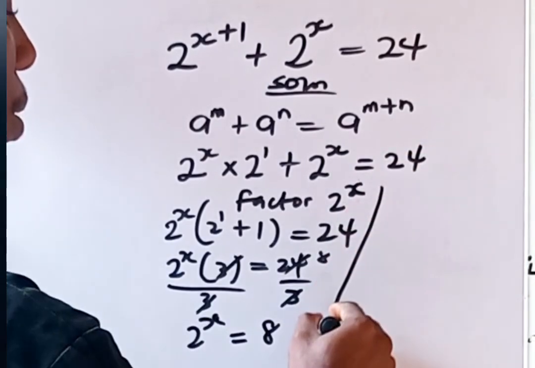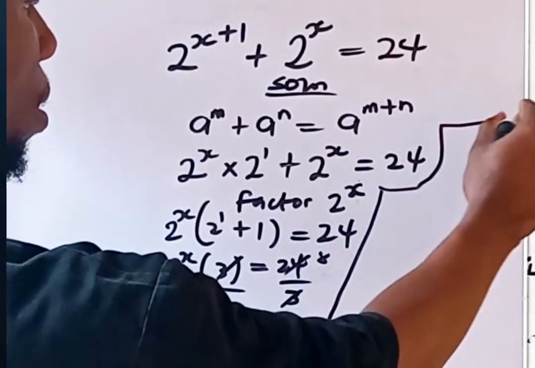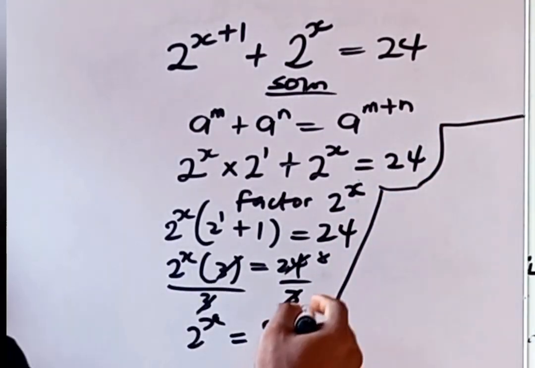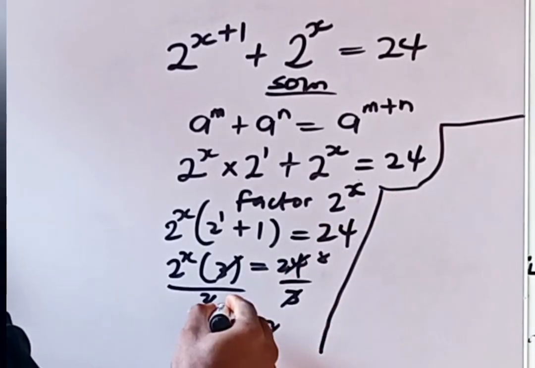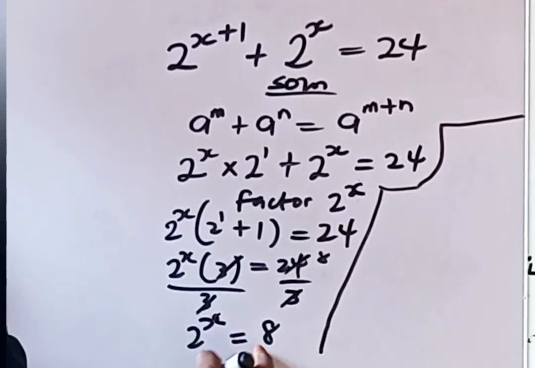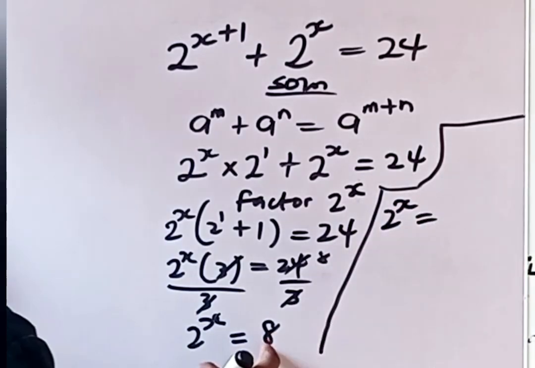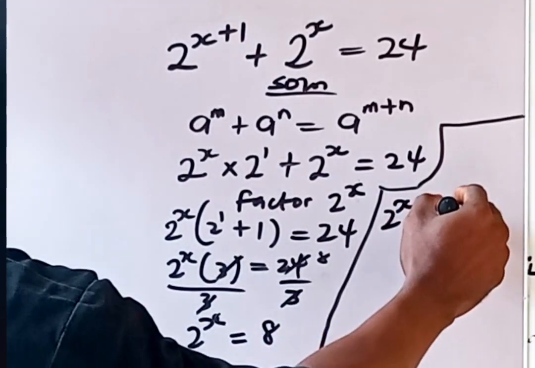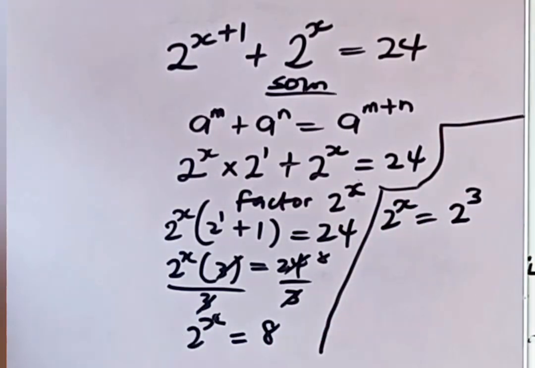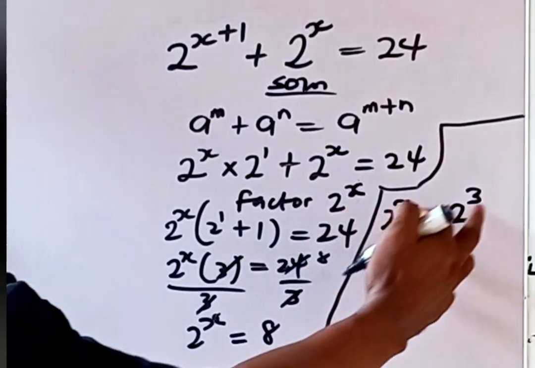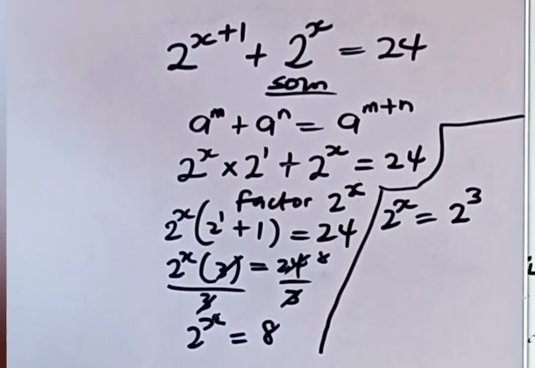Now, what we are going to do next is to reduce the base, right? So if we reduce the base, we are reducing 8 to 2^3, because 2 raised to the power of 3 will give us 8 back, right, guys? That is how to do it.